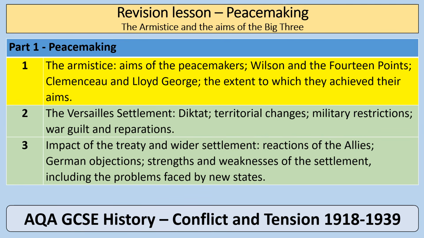We're going to talk about the aims of the different peacemakers. We're going to talk about Wilson and the 14 points. We're going to talk about George Clemenceau, the leader of France, and David Lloyd-George, the leader of Britain, and the extent to which they achieved their aims at the Paris Peace Conferences, and in particular at the Treaty of Versailles.